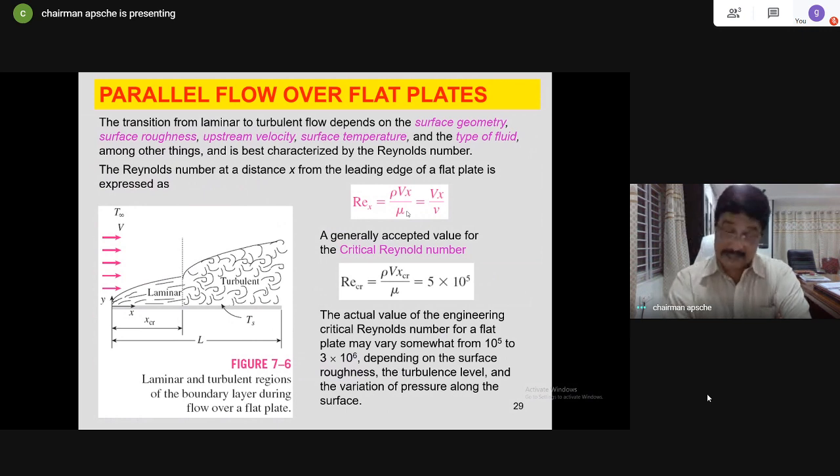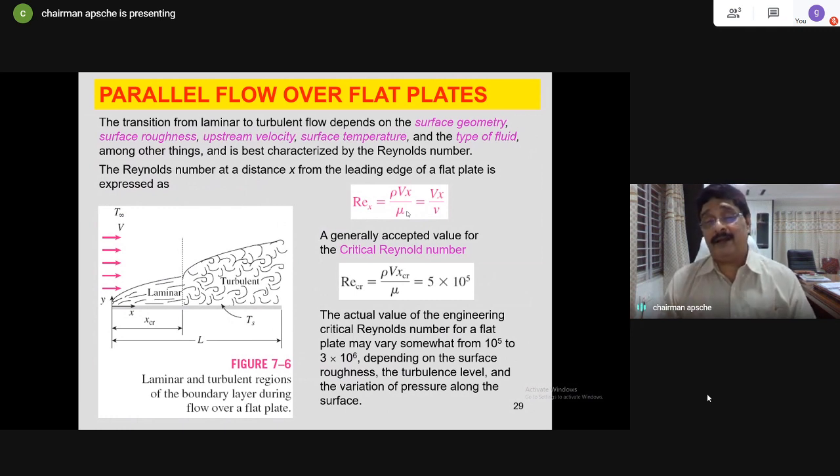And please don't get confused. Re suffix x means only up to a particular length. At a particular x value, you are calculating the Reynolds number. Then your heat transfer coefficient thus calculated will also be at that x value. Re L means Reynolds number calculated at the full length, up to the trailing edge. Re x bar is something else, the average over the entire region. And for a flat plate flow, the critical Reynolds number value is 5 into 10 power 5.